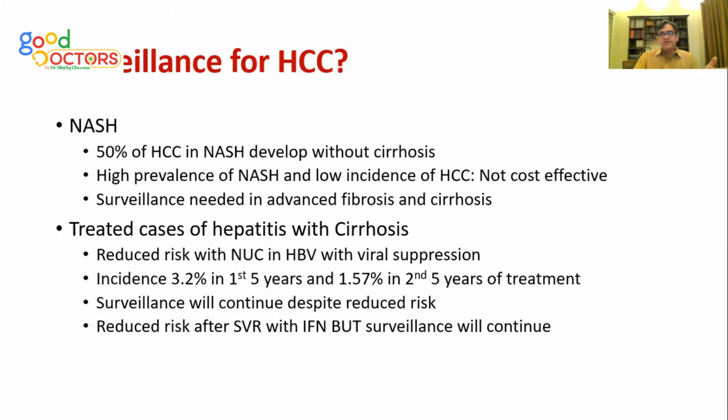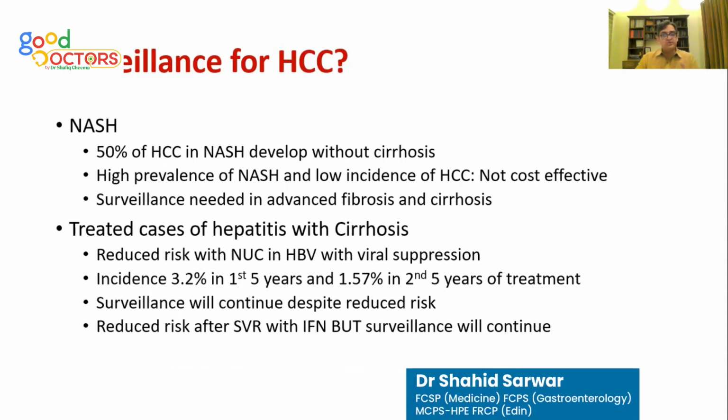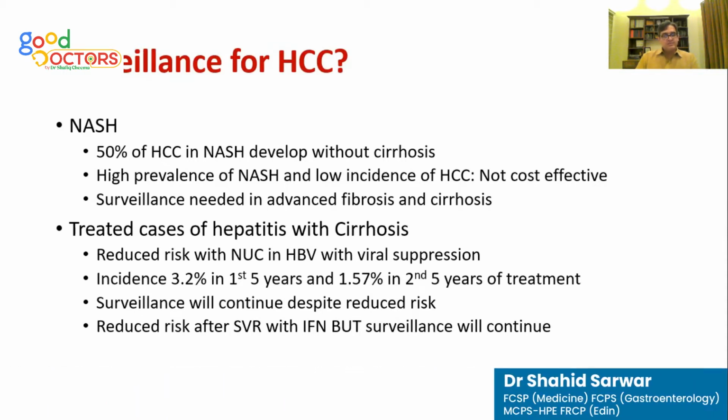What to do about the patients who have been treated for hepatitis B and C? There is enough evidence to suggest that with treatment and with viral suppression, the risk for HCC does decrease. For hepatitis B, if you are treating with nucleoside analogs, for the first 5 years, the incidence of HCC is 3.2% per year. But for the next 5 years, the incidence declines to 1.57% with cirrhosis. But despite this decline, the risk is still above 1.5%.